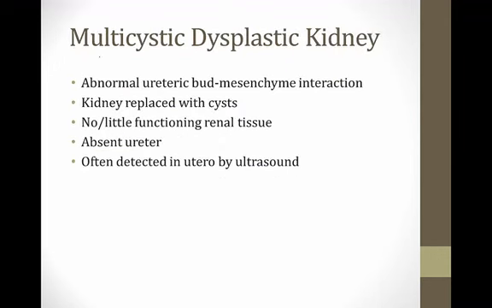First we'll talk about multicystic dysplastic kidney, and this is something that happens to the developing fetus when there's an abnormal interaction between the ureteric bud and the mesenchyme. Let's talk about what I mean by that. In the developing fetus, there's a structure called the metanephric duct, and it gives off a little structure called the ureteric bud. And out here there's tissue called mesenchyme, and the ureteric bud interacts with the mesenchyme and it's going to form the kidney. This interaction is essential for normal formation of the kidney.